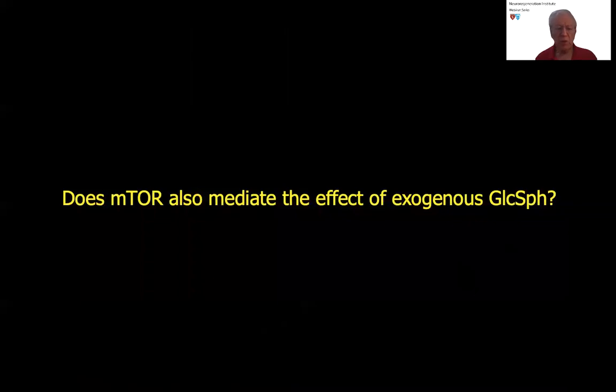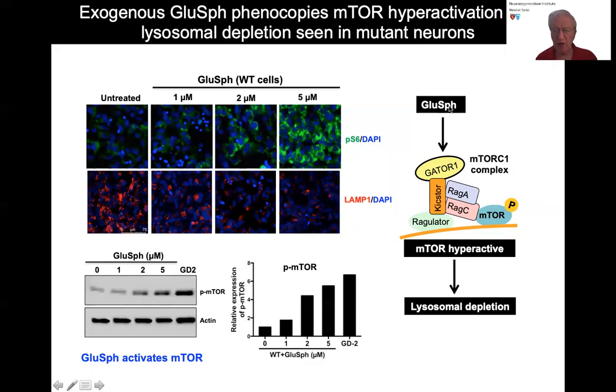So does mTOR mediate the effect of glucosylsphingosine? What I'm implying here is that glucosylsphingosine causes lysosomal depletion and the problem in autophagy through mTOR. But is this true? If we treat the cells with glucosylsphingosine, what happens when we inhibit mTOR? Will there be lysosomal depletion or not?